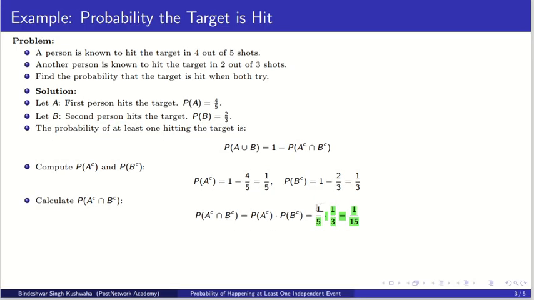Now P(A complement intersection B complement) would be equal to P(A complement) into P(B complement), that will equal 1 upon 15. So you will substitute into the formula, and you will get P(A union B) is equal to 1 minus 1 upon 15, the value of P(A complement intersection B complement), so that would be equal to 14 upon 15.